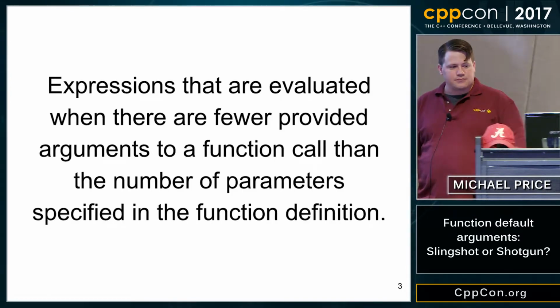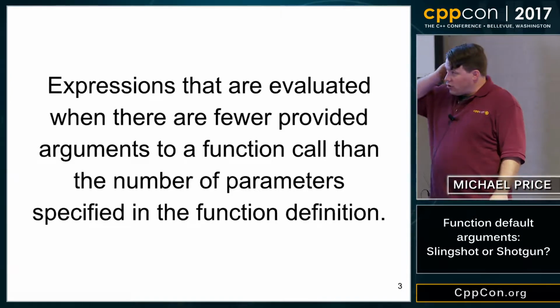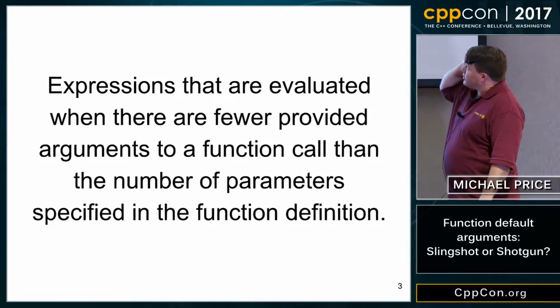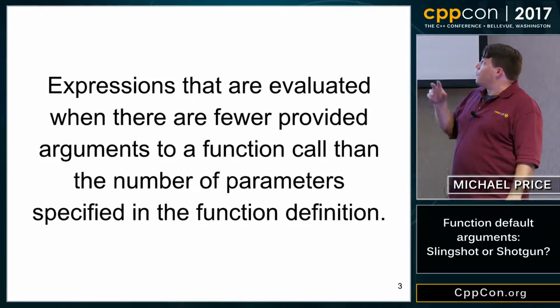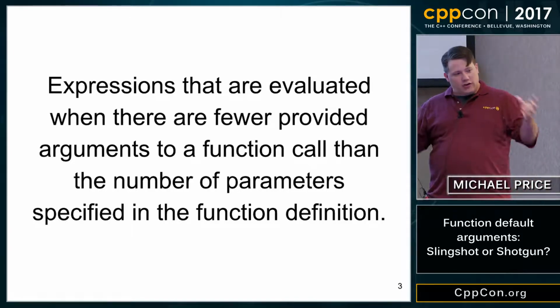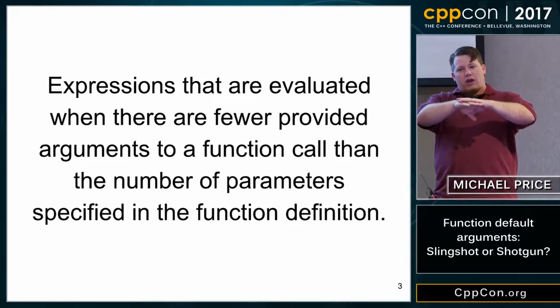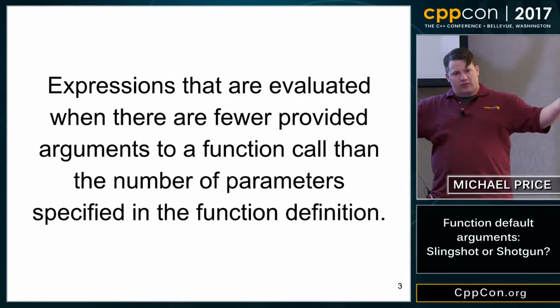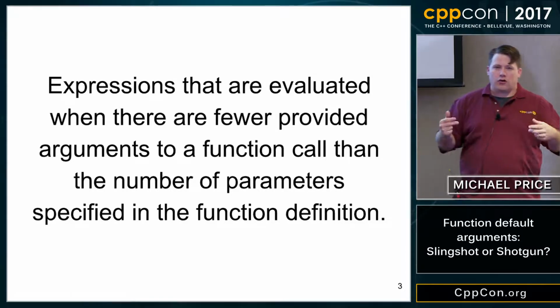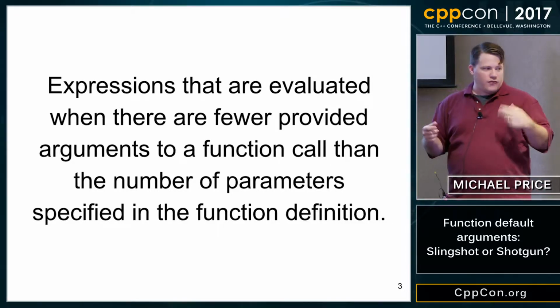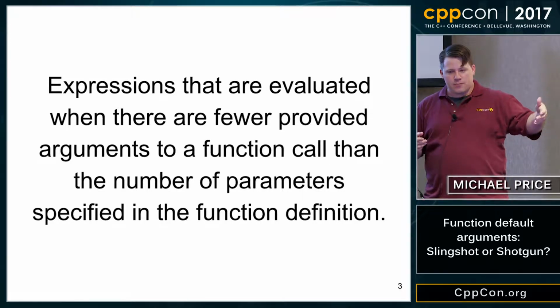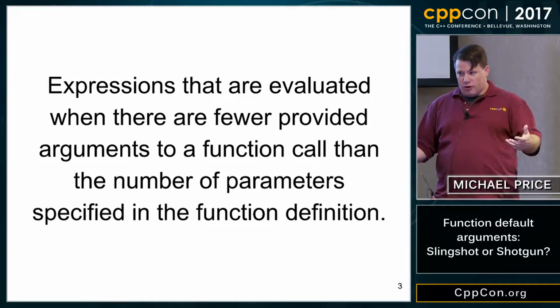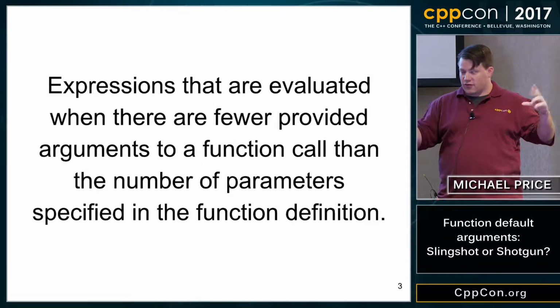So the basics. Function default arguments are expressions that are evaluated when there are fewer provided arguments to a function call than the number of parameters specified in the function definition. So with all those words, you have a declaration or definition of a function, and it's got 4 parameters. You have a call site for that function that only provides 3 arguments. Normally, this would be a compilation error. You didn't provide enough arguments to satisfy the signature for this function.